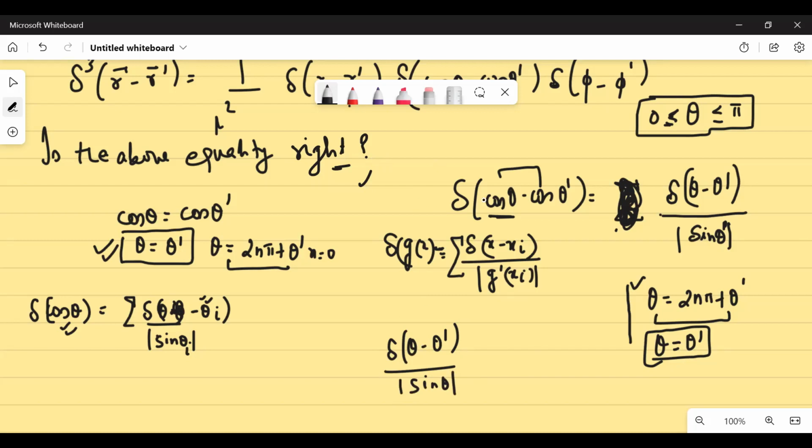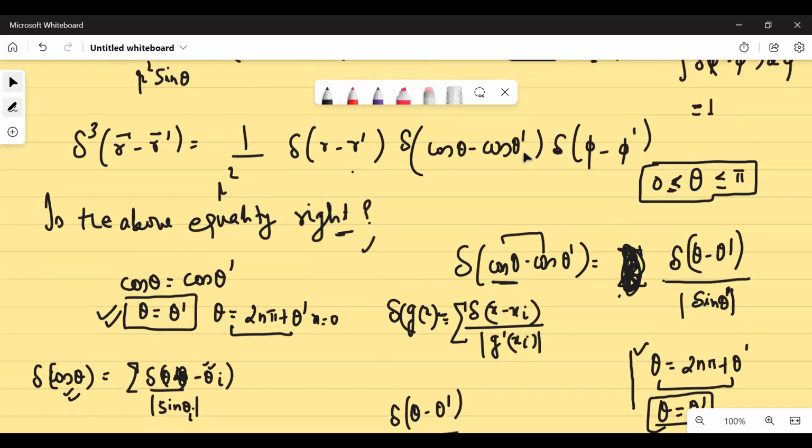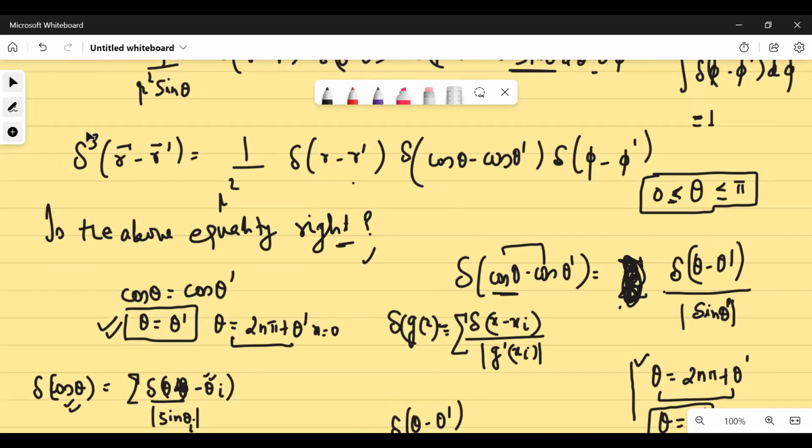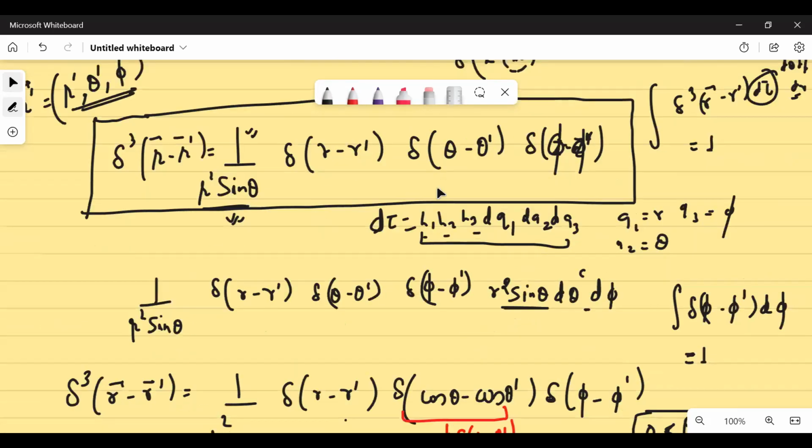So instead of writing this entire thing, you can write this expression as Dirac of theta minus theta dash divided by modulus of sin theta. And whether you take the modulus or not, much won't change, because sin theta is positive in the first and second quadrant. So sin theta will come here: 1 upon r square sin theta, Dirac of r minus r dash, Dirac of theta minus theta dash, and Dirac of phi minus phi dash. This is what we have written here. Is that clear to you?